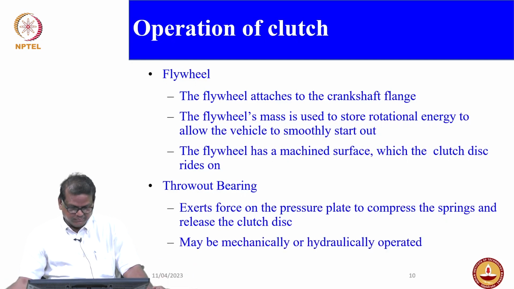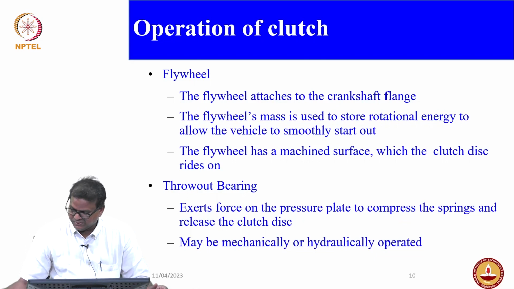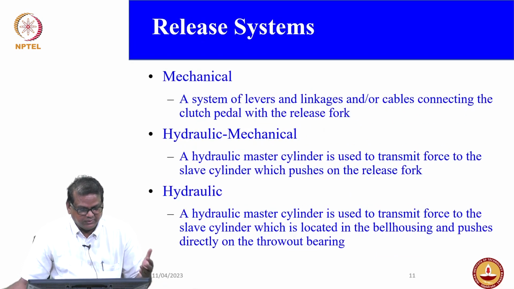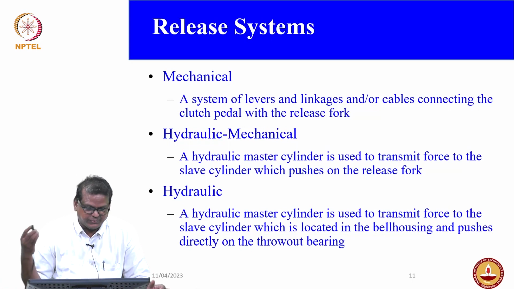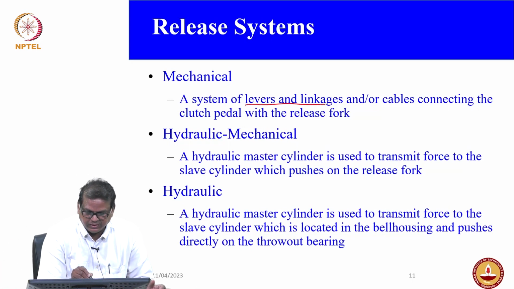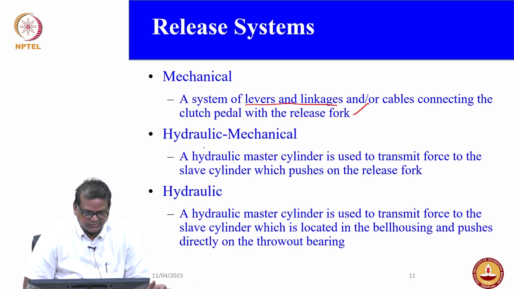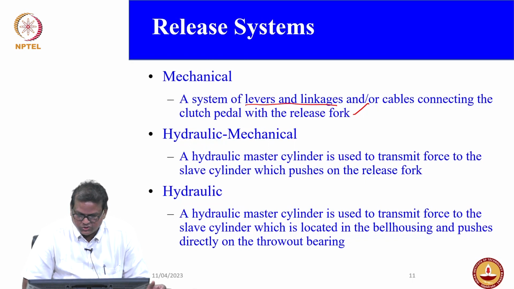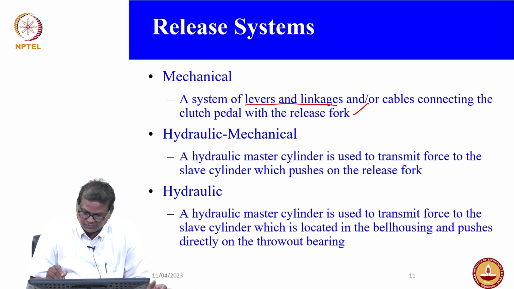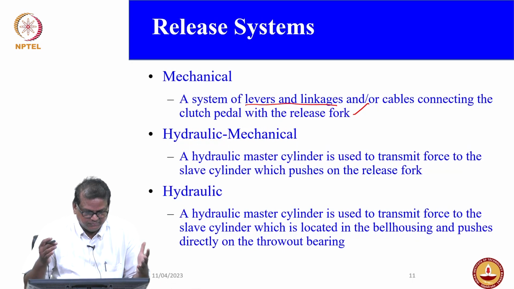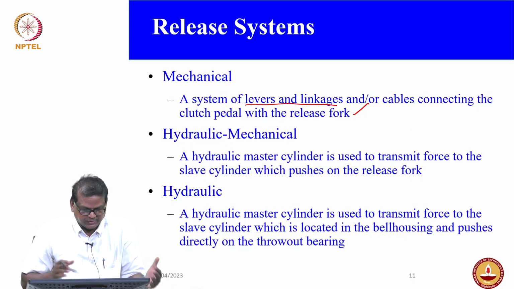Either it can be done mechanically or hydraulically operated. In mechanical operation, a system of levers and linkages, similar to a brake system, or cables connect the clutch pedal with the release fork. That's one arrangement. Otherwise, you can have a combination of hydraulic and mechanical: a hydraulic master cylinder transmits force to the slave cylinder, which pushes on the release fork. That's another arrangement. It depends on the vehicle size and the placement arrangement.